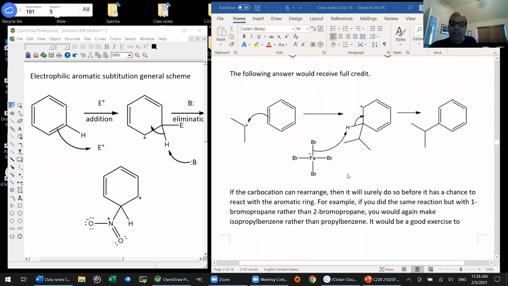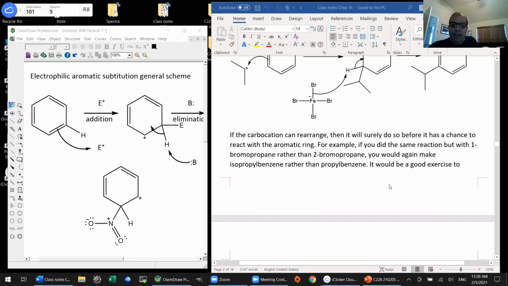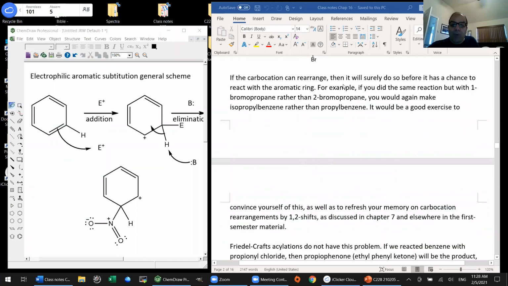That's a superacid solution, exceedingly acidic. So we have no choice but to expel a bromide from this ferrate complex. We use that to pick off the proton and regenerate the aromaticity. And you would get isopropylbenzene, which I guess is also called cumene, C-U-M-E-N-E. That's a compound with a trivial name.